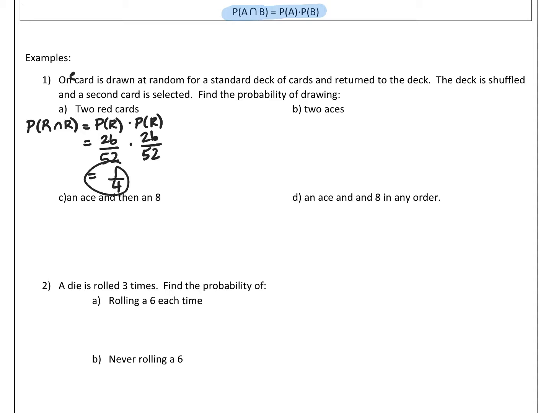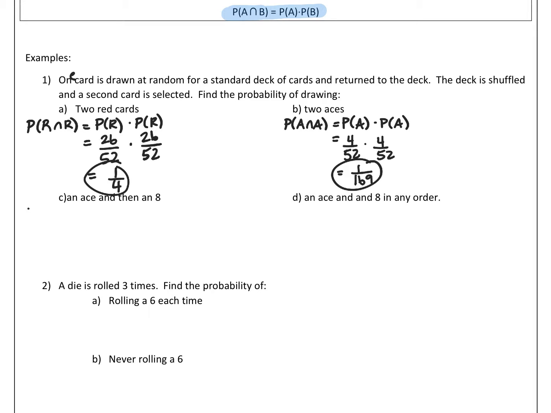The probability of getting 2 aces, so I want to get an ace and then an ace again. It's just the probability of getting an ace times the probability of getting an ace again, right? So it's going to be 4/52 times 4/52, because I put the card back, so there's no difference on the first time as compared to the second time. So 1 out of 169 when I reduce that fraction.